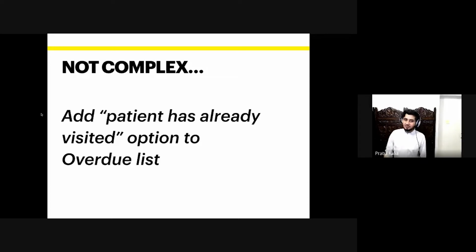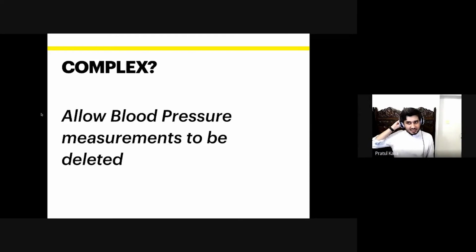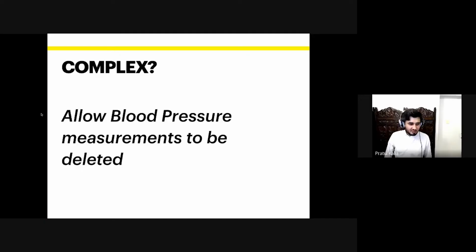But what is complex? Allow blood pressure measurements to be deleted. Now, this sounds complex because deleting some data requires a bunch of different things. How will the deleted data behave? Should it be actually deleted, or should it be fake deleted and hidden from the UI? How does the change propagate? This sounds like there could be a lot of things in this. And I'll come to that later.